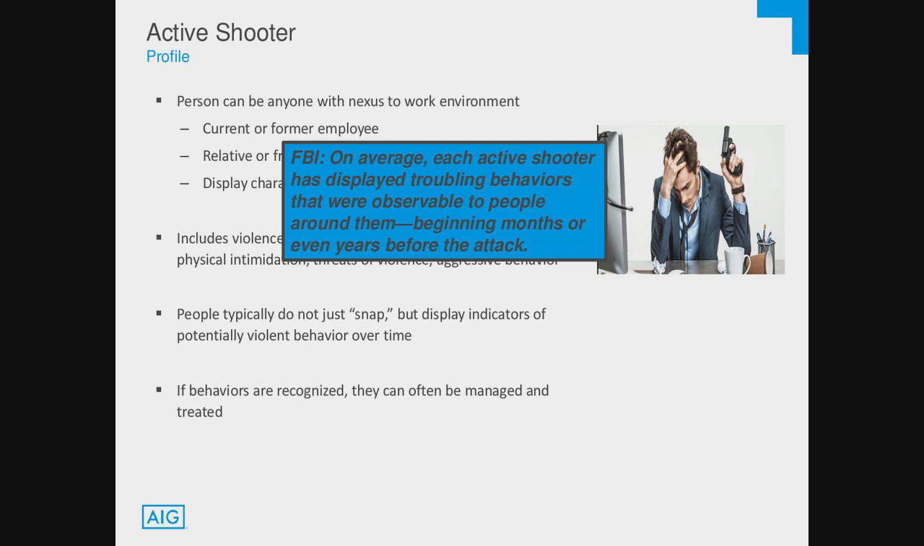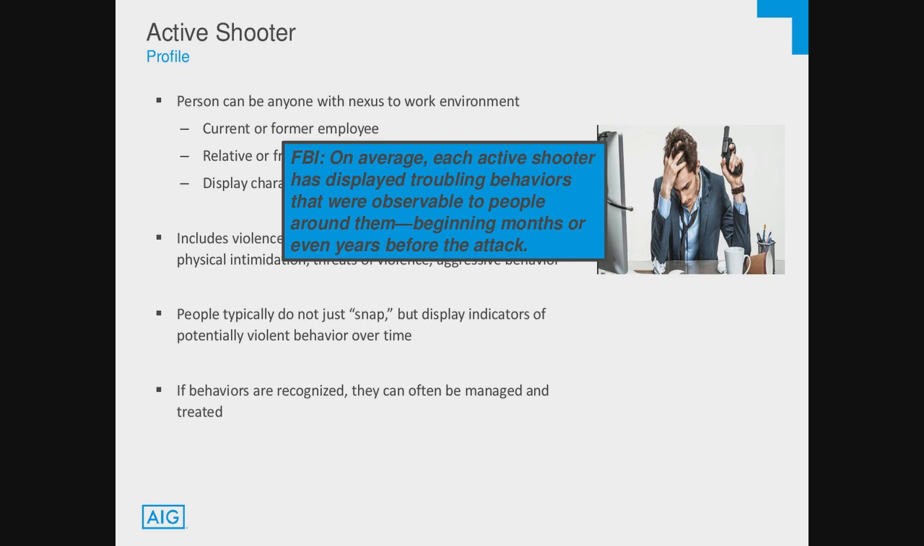I'm sorry about this. It's not moving over, but a person can be anyone with a nexus to the work environment, a current or former employee, and it includes violence, physical intimidation, aggression. People don't typically snap, but display indicators of potential violent behavior over time. These last two bullet points are really important, because taking a life is a profound act, and people just don't do this overnight. We'll go over this in a later slide, but it takes a while for a person to get to the point where he says, I'm going to kill somebody. And it's not that hard to recognize the behaviors. If they're recognized early enough, they can be managed and treated.